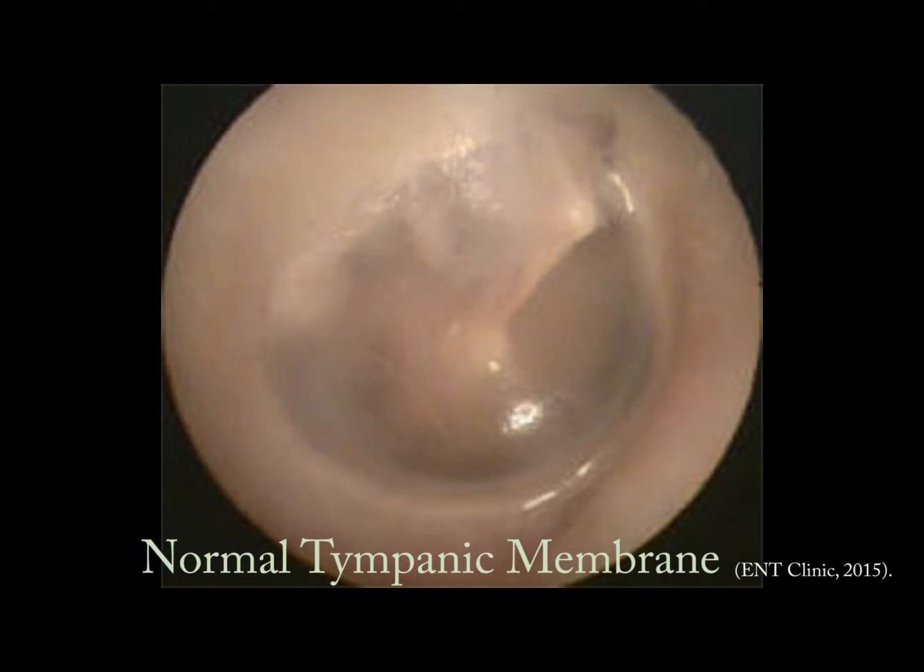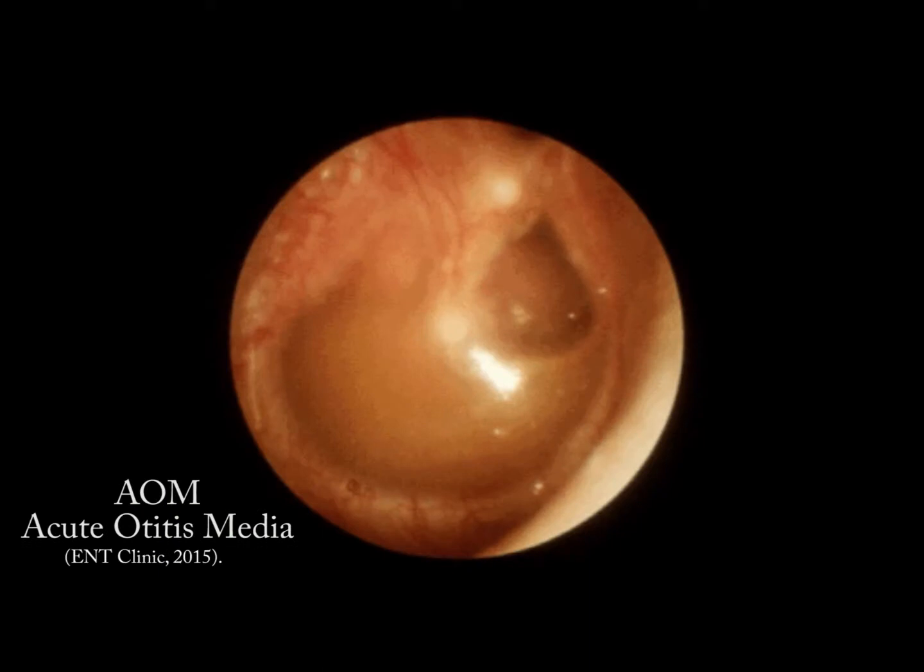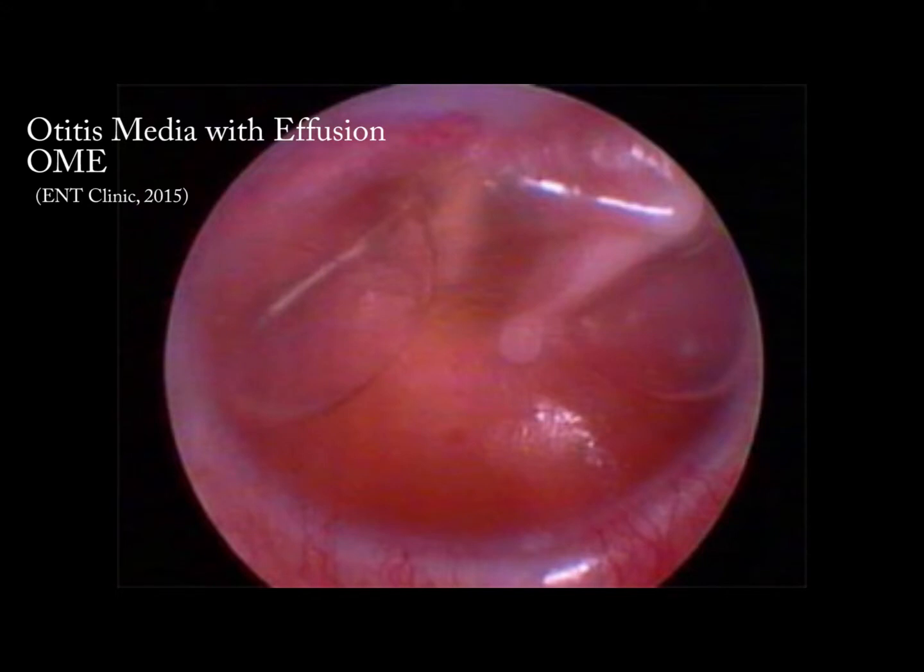Here are some actual pictures of what the eardrum looks like with one of these scenarios. Here is a normal tympanic membrane. It's clear, silvery in color. Then we have the infected eardrum, which is acute otitis media, and it's red in color, and you can see that there's some thick fluid in behind there. Lastly, we have otitis media with effusion, which is just the fluid behind the ears. The infection is gone. And you can see clearly now where the fluid is behind the ear because the eardrum is no longer infected or inflamed.